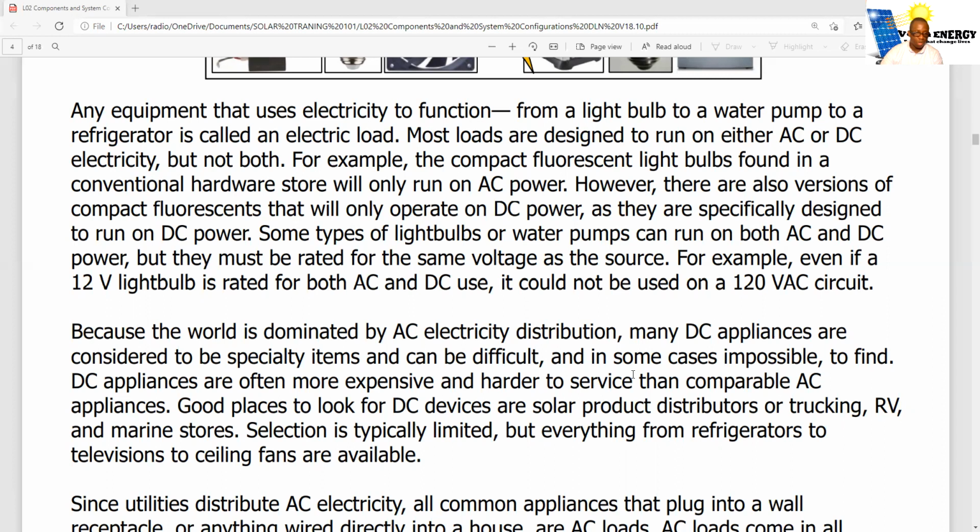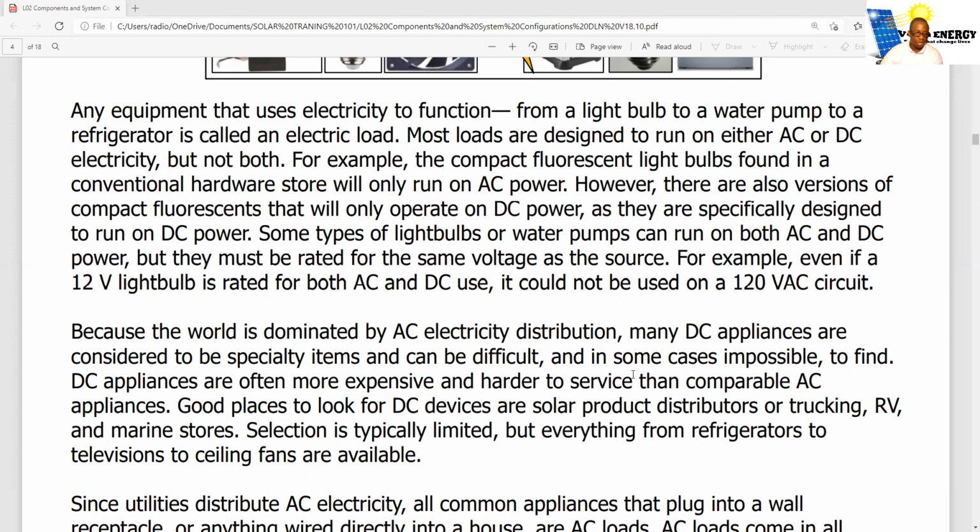For example, even if a 12-volt light bulb is rated for both AC and DC use, it could not be used on a 120-volt socket, because the world is dominated by AC electricity distribution. Many DC appliances are considered to be specialty items.